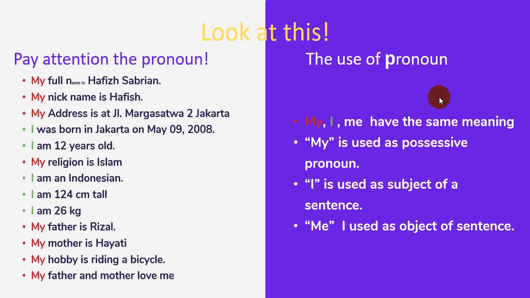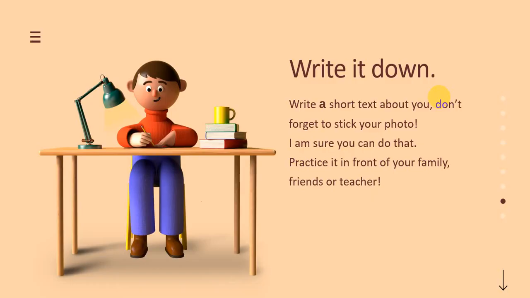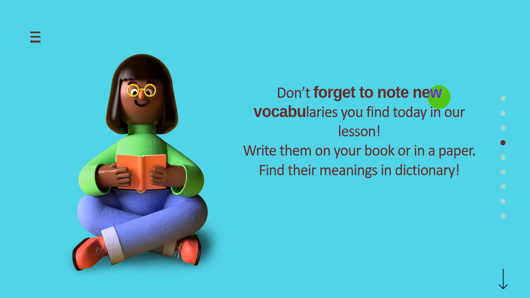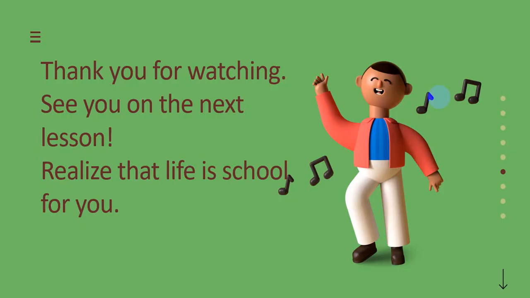Okay? Can you get it? Of course. Okay? Write it down. Write a short text about you. Don't forget to stick your photo. Like what Brian did. I'm sure you can do that. Practice in front of your family, friends, or teacher. Don't forget to note new vocabularies you find today in our lesson. Write them in your book or on a paper. Find their meanings in the dictionary.